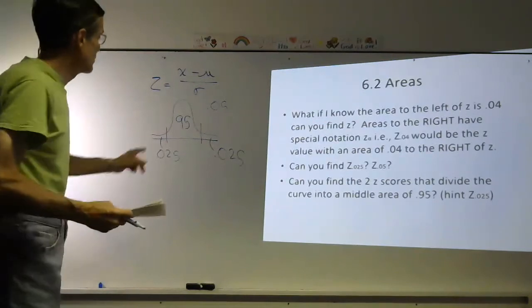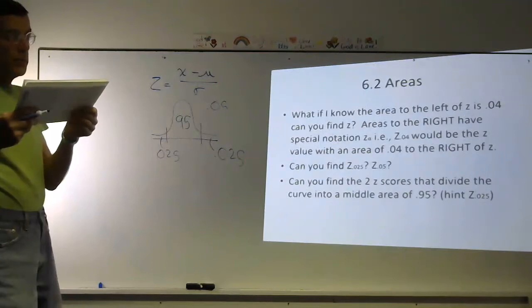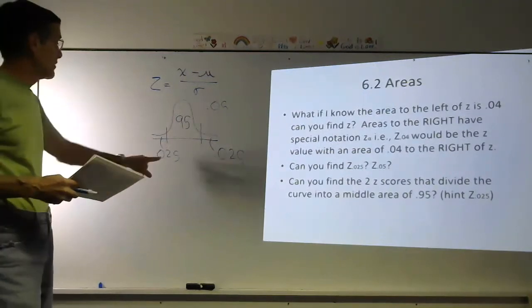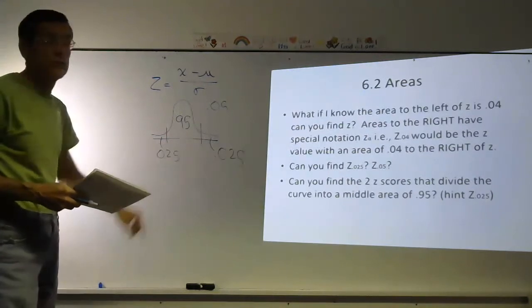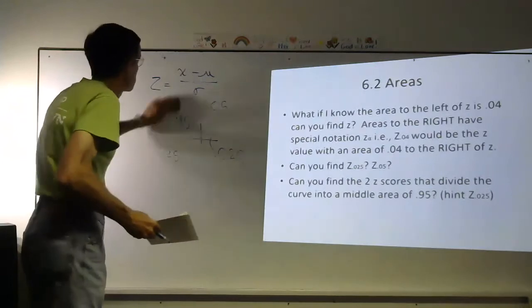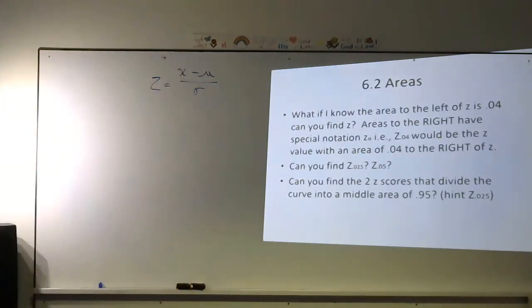So I'm going to do a reverse lookup on 0.025, and we just did that. 0.025 is negative 1.96 for the z-value here, and positive 1.96 for the z-value over there. Oh, this is great stuff.